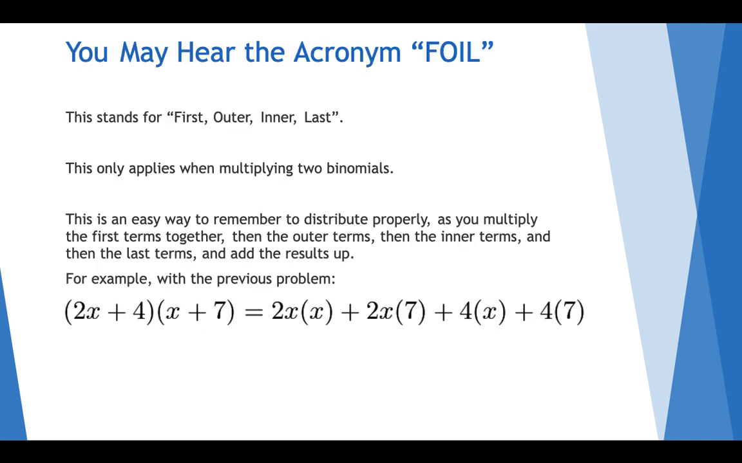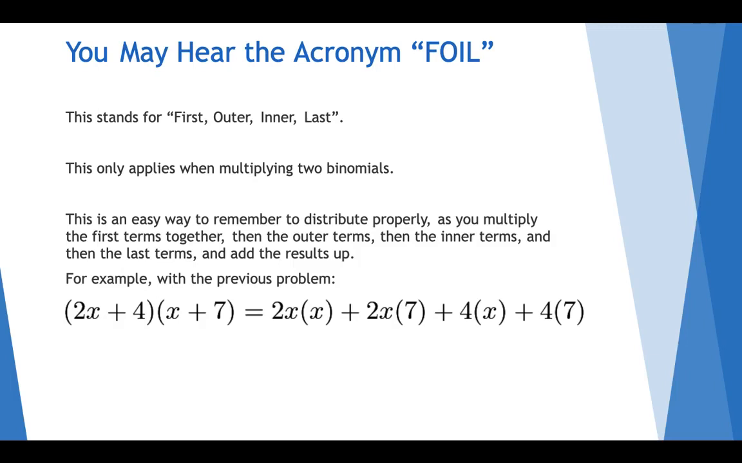Now, your teacher may use the acronym FOIL when describing multiplying 2 binomials. It stands for first, outer, inner, last. It's an easy way to remember to distribute properly because you multiply the first terms together, then the outer terms, then the inner terms, and then the last terms, and then add the results up.